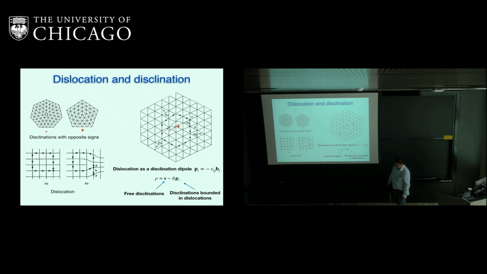Basically, you can think of a dislocation as a dipole of disclination. And the total disclination density has two contributions from the previous definition, one from the free disclination and one from the disclination bound in the dipole.